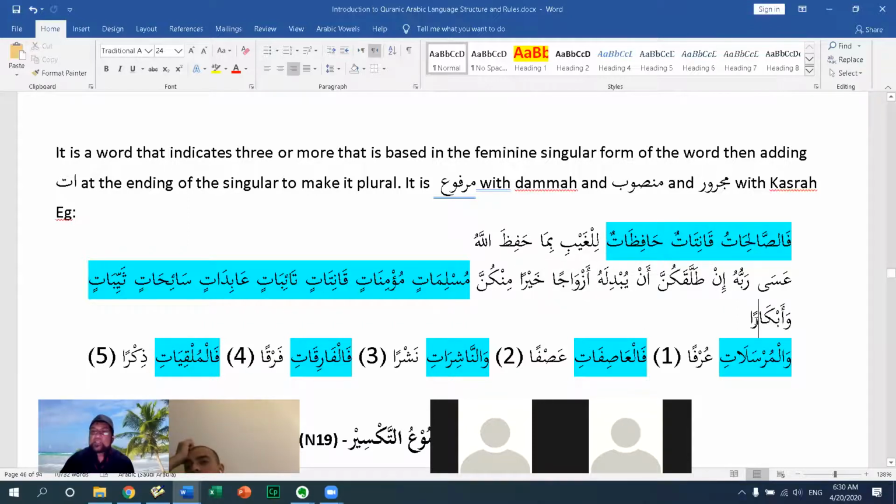Azwajan abkaran. Mansub, and this is mansub, wa alamatun nasb al-fatha. Why is it different from this? Because this is jama' al-mu'annath al-salim. This is not jama' al-mu'annath al-salim. Did you all follow that?